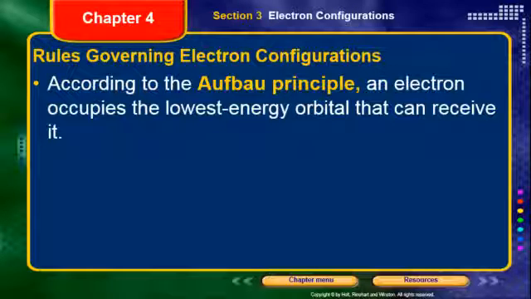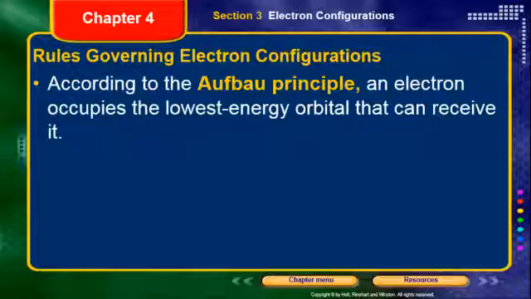Now, there are rules governing electron configurations. There are 3 of them to be specific, and we're going to go over those right now. The first one is the Aufbau Principle. Aufbau is simply a German word that means building up. That's all it means. It's not the name of any particular scientist. It actually just means building up.